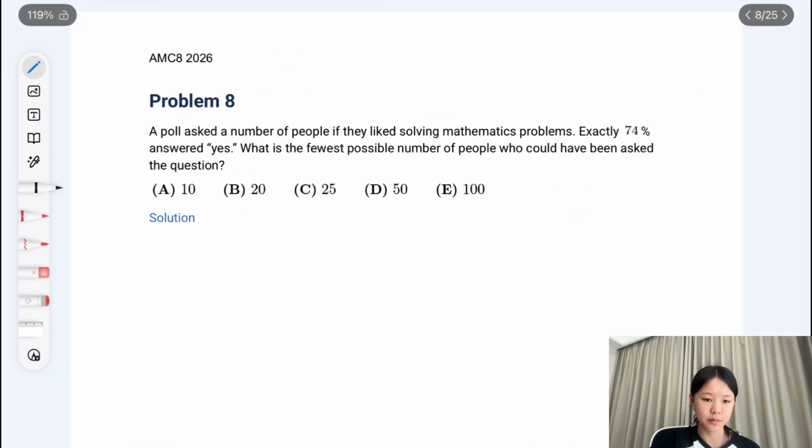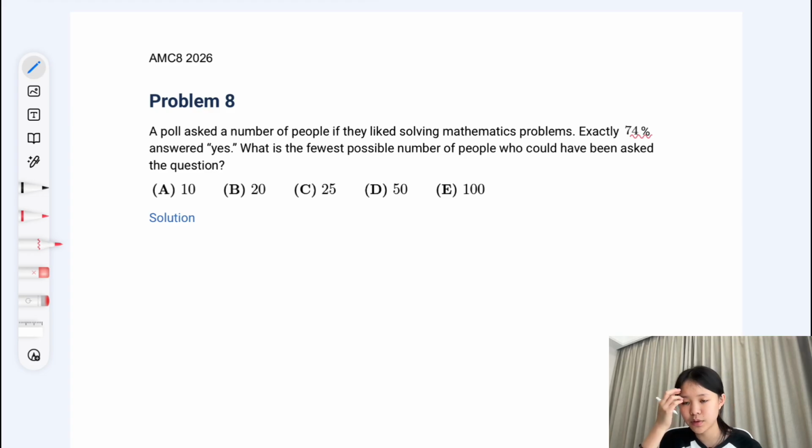Okay, so next problem. Question 8. A poll asked a number of people if they like solving a mathematics problem. Exactly 74% answered yes. And what is the fewest number of people who could have been asked the question? So notice here, 74% is a percentage. And we know that percentages are out of 100, so we can write that out as a fraction. So the bottom part here is the number of people that you would have.